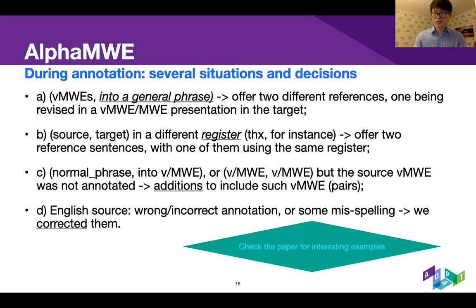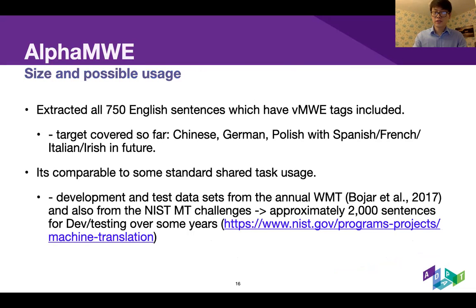When the normal phrase is translated to multiple expression, or source and target both have multiple expression, but the English corpus was not highlighted with this point, we add such terms into AlphaMWE. Finally, we corrected some wrongly annotated multiple expressions in the source English corpus. Overall, we extracted 750 English sentences that cover all verbal multiple expression targeted sentences. And for the target language, so far we covered Chinese, Polish, German, and we are conducting Spanish, French, Italian, and Irish in the future.